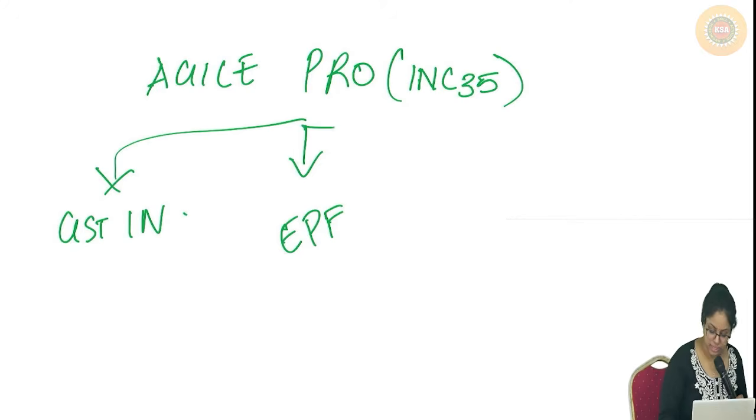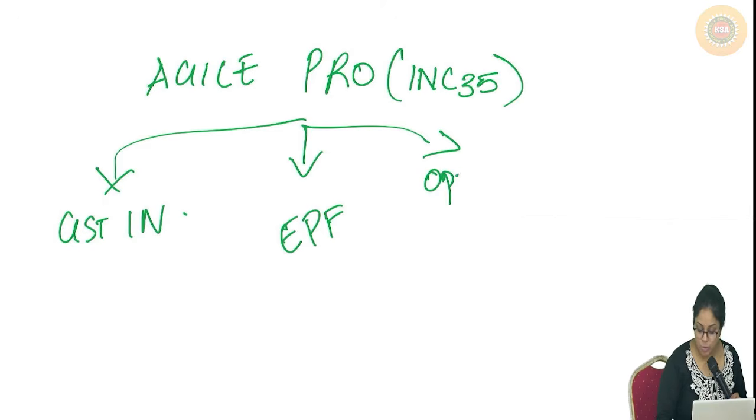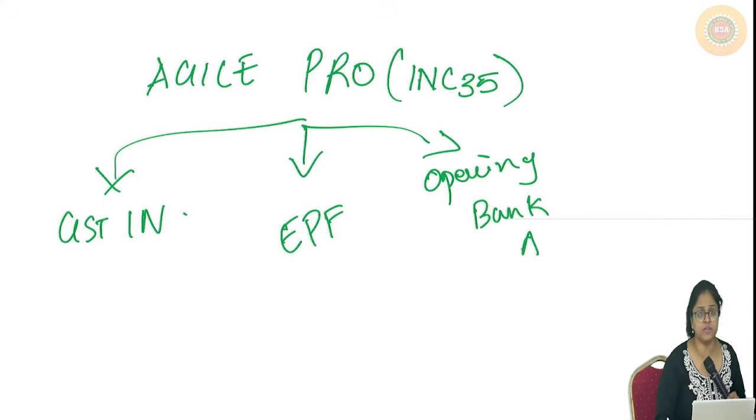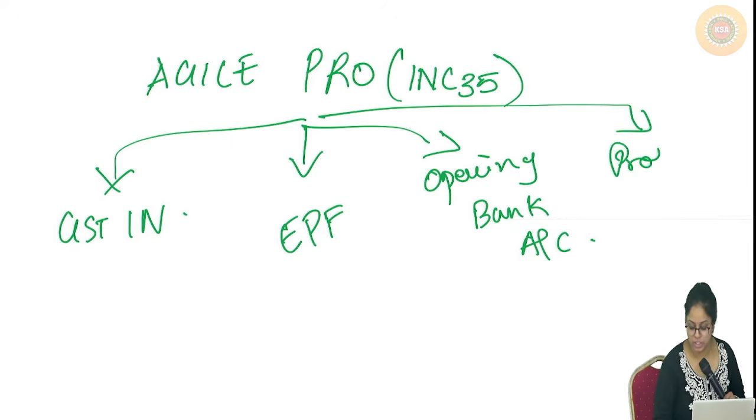Are you able to understand? GST number. And let's say you want to open a bank account. For that also you can fill the details here. And the last is if you want to get something called a professional tax.